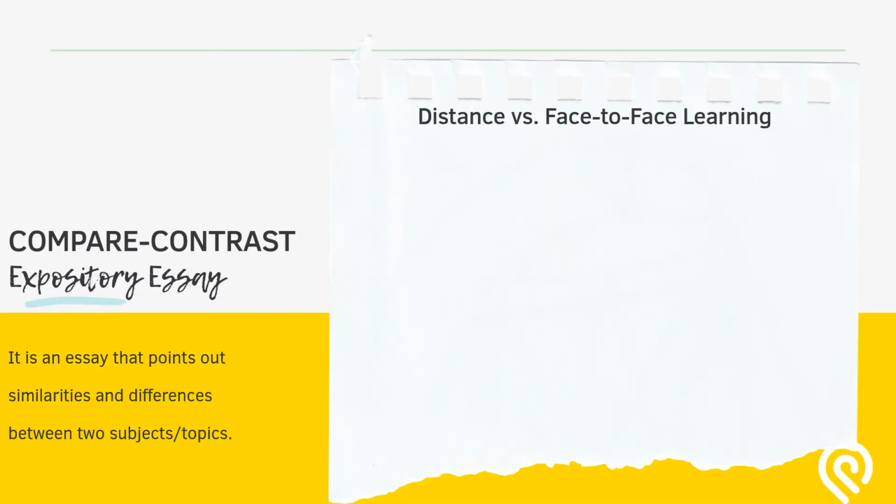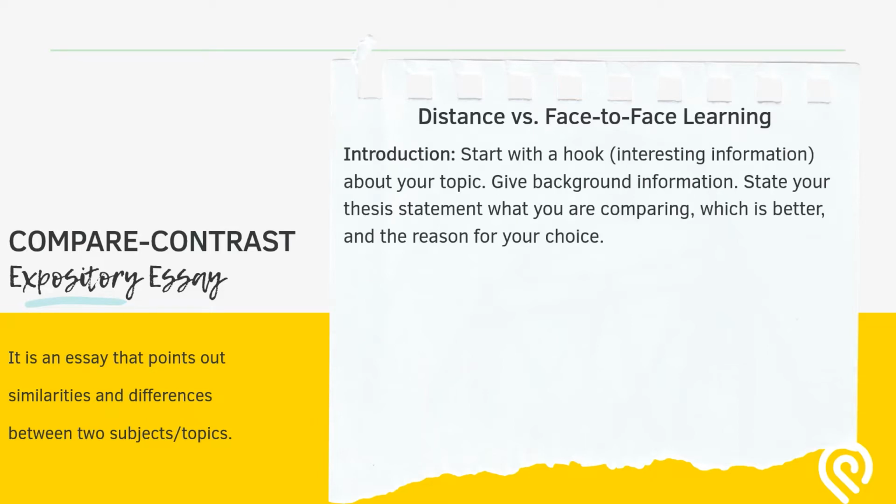Now let's talk about the compare and contrast expository essay. Say for example, you will be comparing distance versus face-to-face learning. So how will we write this? First, we need to write the introduction. We start with the hook and we give background information about the topic. Then, state your thesis statement: what you are comparing, which is better, and the reason for your choice.